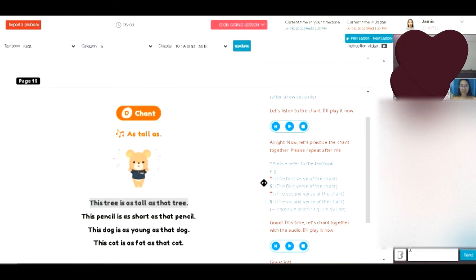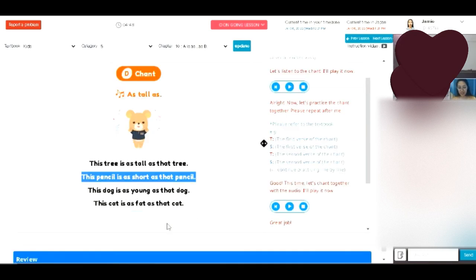This tree is as tall as that tree. This tree is as tall as that tree. Okay, very good. One more. This pencil is as short as that pencil. This dog is as young as that dog. This cat is as fat as that cat.